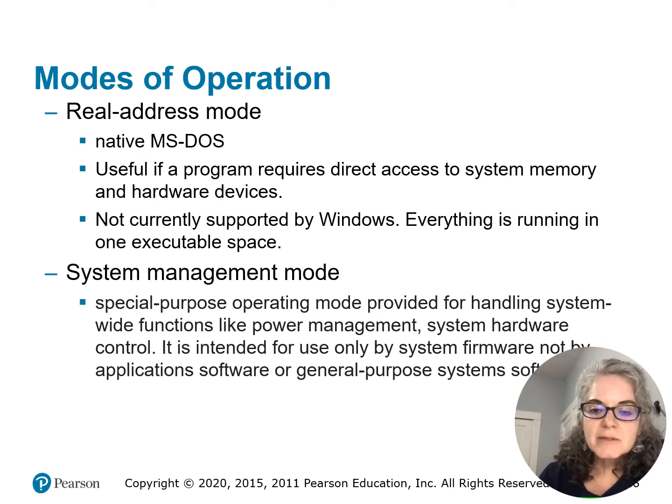The x86 processor has three primary modes of operation. The first one is the real address mode. The real address mode is the native MS-DOS. It's useful if a program requires direct access to system memory and hardware devices. And it's not currently supported by Windows. Everything is running in one executable space when we run in real address mode. And we'll talk about what that means in a second.